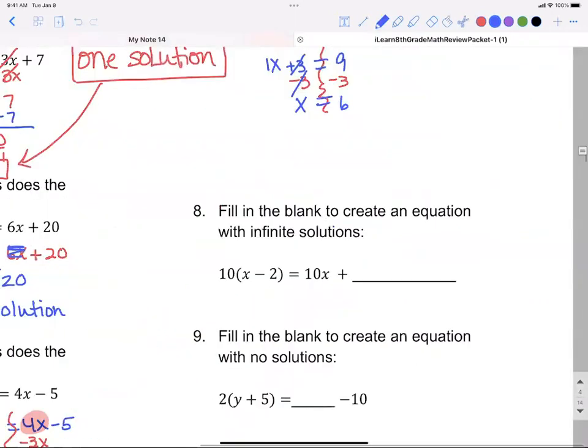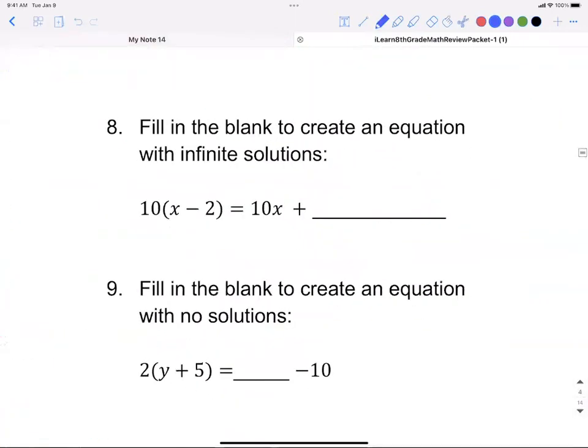Number 8, we are going to fill in the blank to create an equation with, now this is important to pay attention to, infinite solutions. So think about what we need for infinite solutions. We need matching variables and we need matching other number, right? So let's distribute first. So 10 times x is 10x and 10 times -2 is -20 equals, they give us 10x. We got to figure out what to put in this blank to make it infinite.